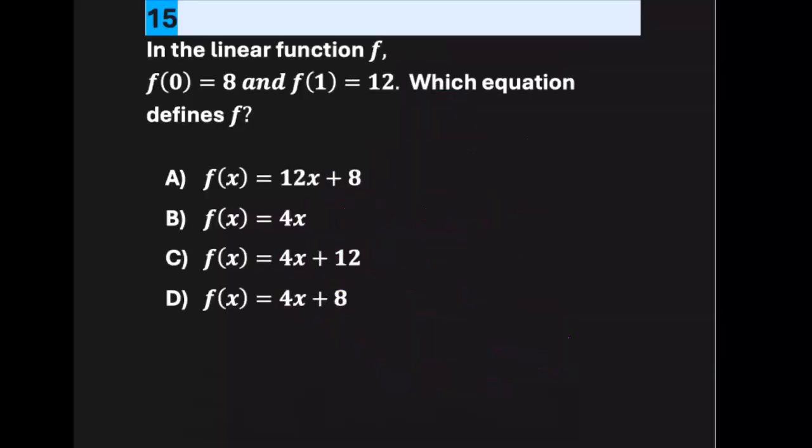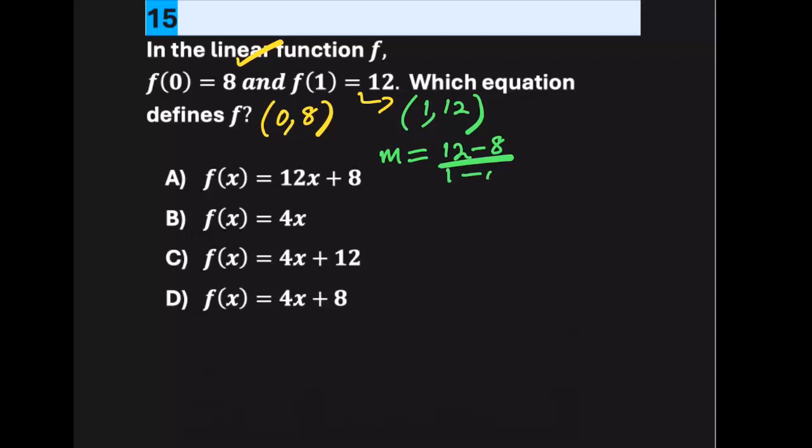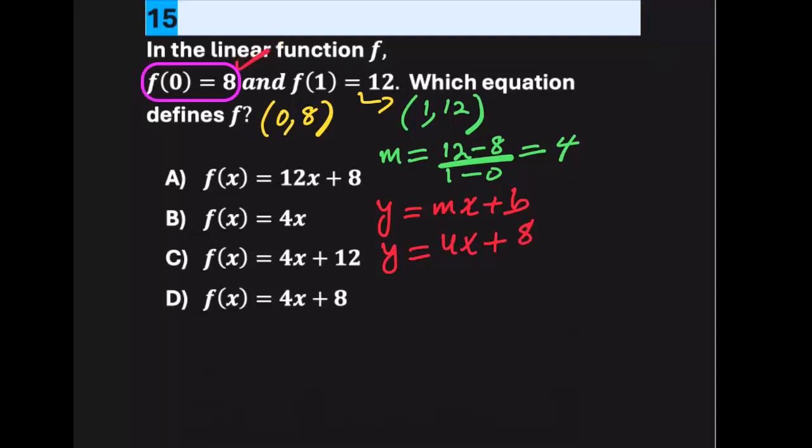Question 15, we have 2 points. The first point is from here, we have 0 for x and 8 for y. And from here, we have 1 for x and 12 for y. So m is equal to y2 minus y1 over x2 minus x1, which is 12 minus 8 over 1 minus 0. And that's going to be 4. That's the slope. The formula is y equal mx plus b, and the slope is 4, so we have 4x plus b, where b is the y-intercept, and the y-intercept is where x is 0, and that's 8. So we have plus 8 here, and that is this equation.